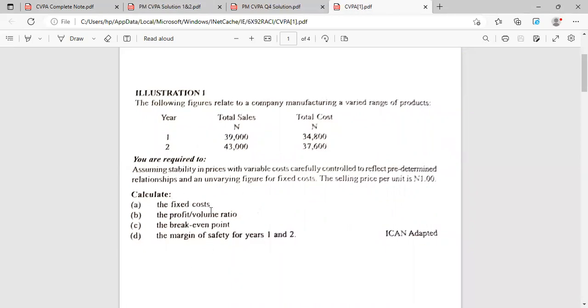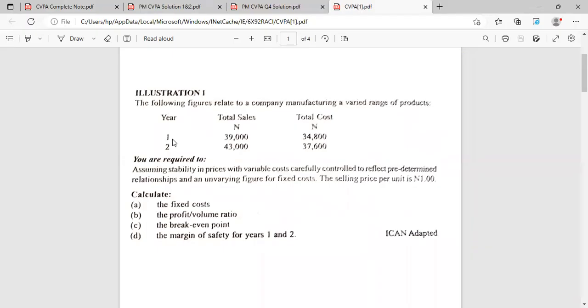Calculate the fixed cost. Oh, fixed cost, I can do that. Profit volume ratio, which is contribution margin ratio. Okay, that's good. The break-even point, okay. The margin of safety, year 1 and 2. So after reading your requirements, you now come back to the question because you already have an idea that the question is simple because you know it. So let's continue now. The following figures relate to the company manufacturing a varied range of products.